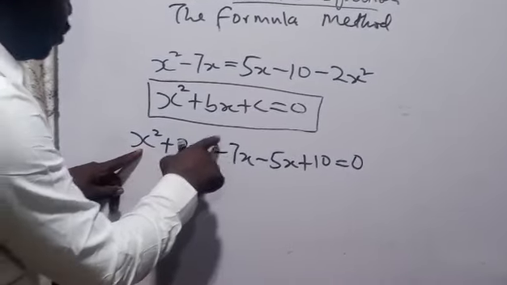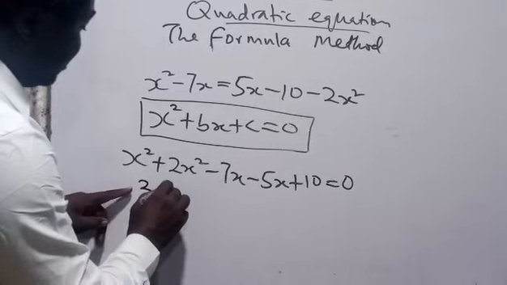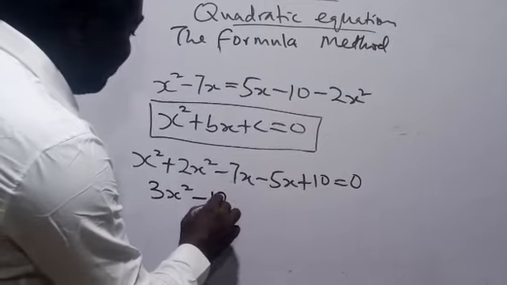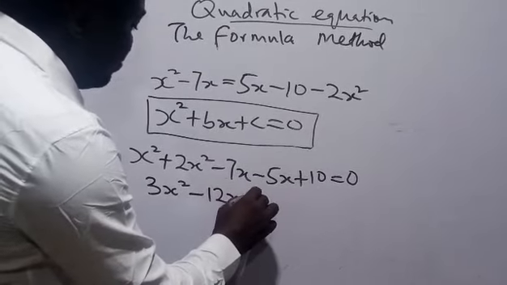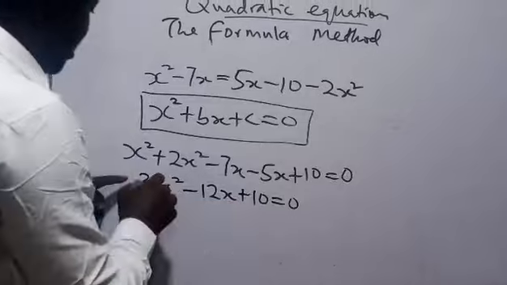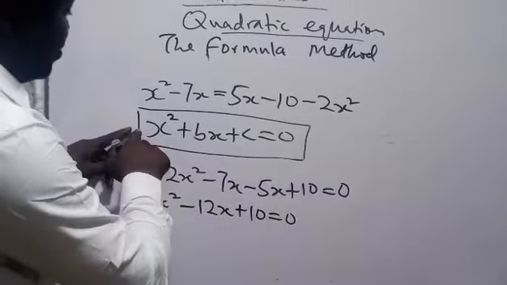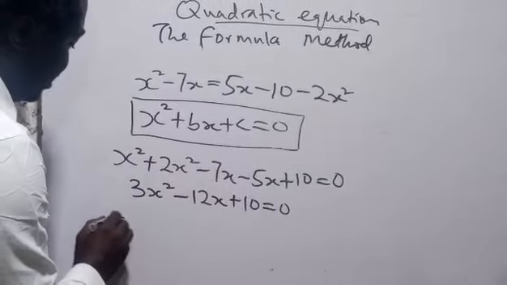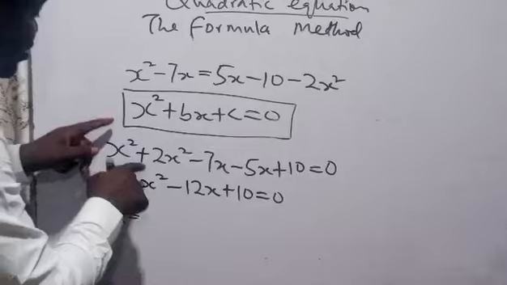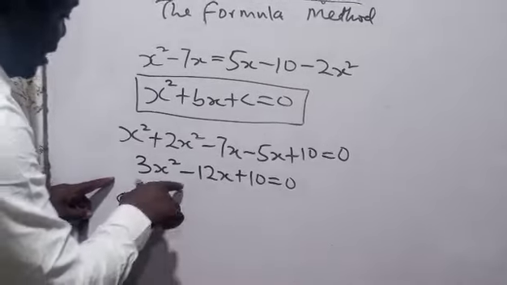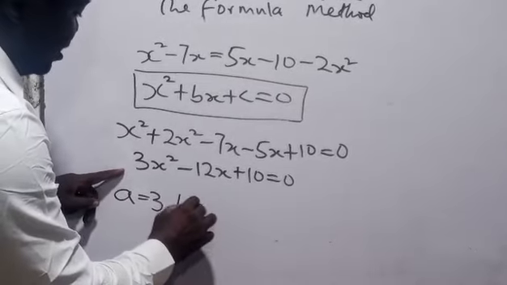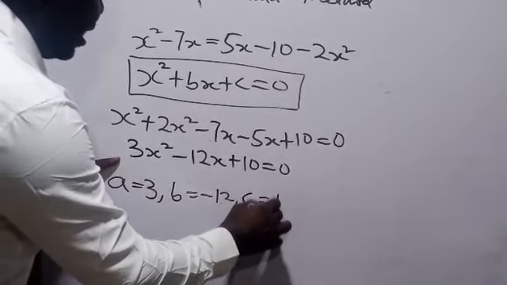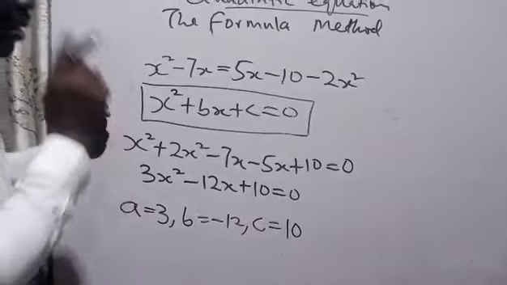x squared plus 2x squared will give me 3x squared. Minus 7x minus 5x will give me minus 12x. Then plus 10 equals 0. If you compare this new equation with the standard quadratic equation, you can see that they look alike. So from here, I can establish that my a, which is the coefficient of x squared, is 3 in this equation. My b, which is the coefficient of x, will be minus 12, and my c is 10.